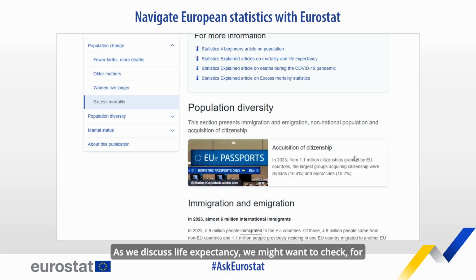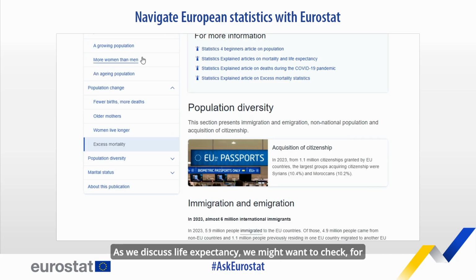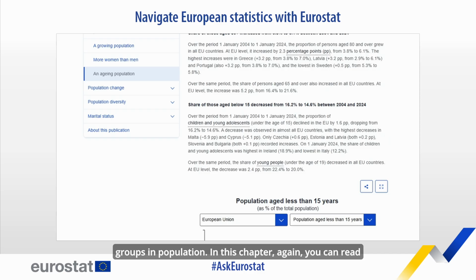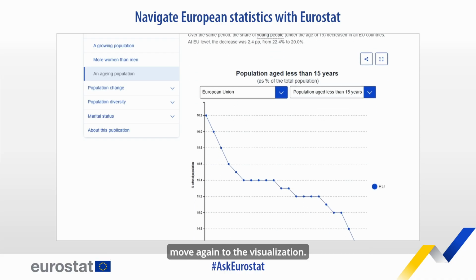As we discuss life expectancy, we might want to check, for instance, what the different age groups in the population are. In this chapter, again, you can read a bit more about the share of people aged 80 or more, or the people aged 15 or less. And then you can move again to the visualization. By default, we can see the share of the population aged less than 15 years in the European Union, but you can customize your choice based on what you are interested in.